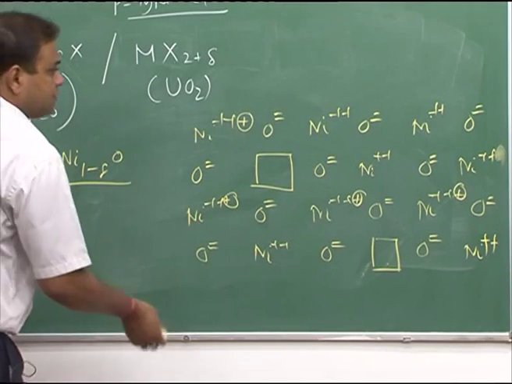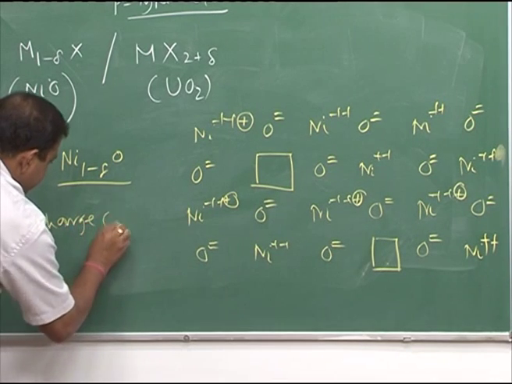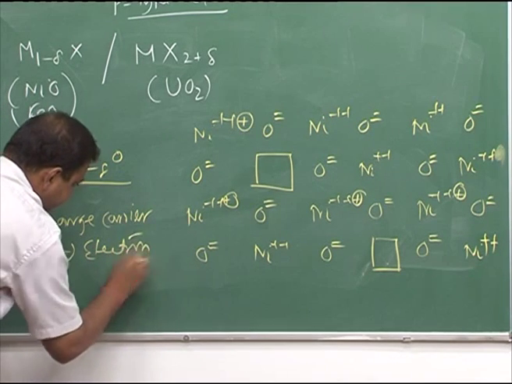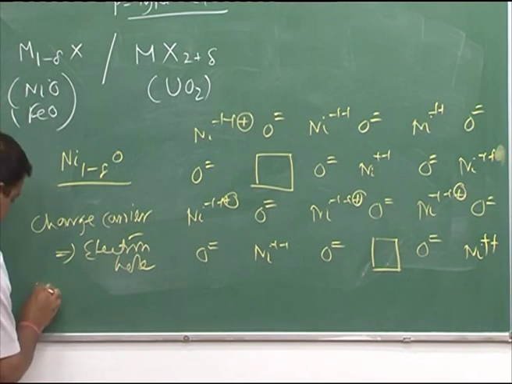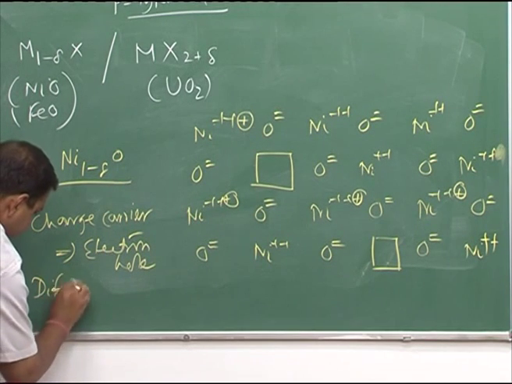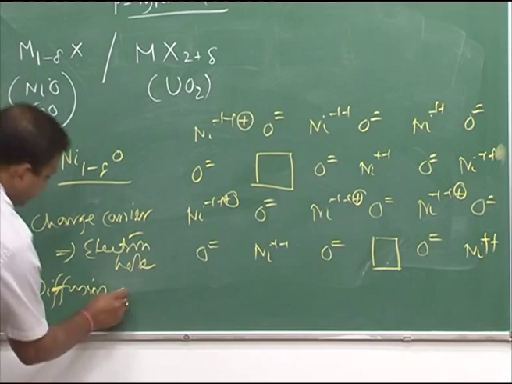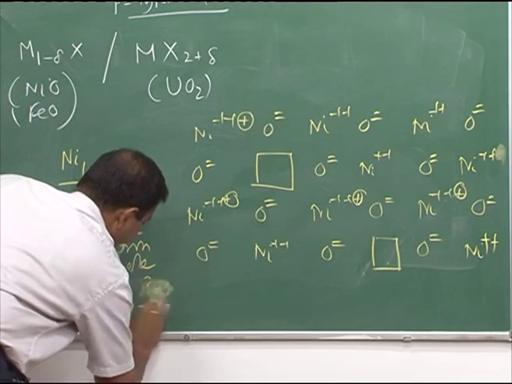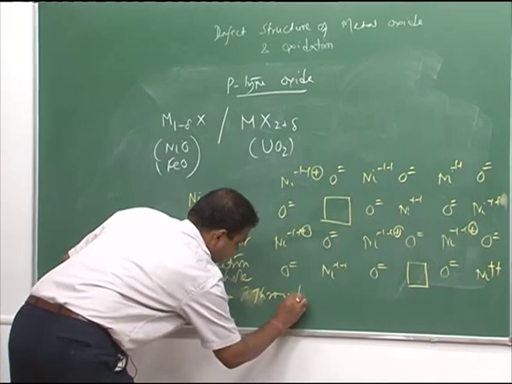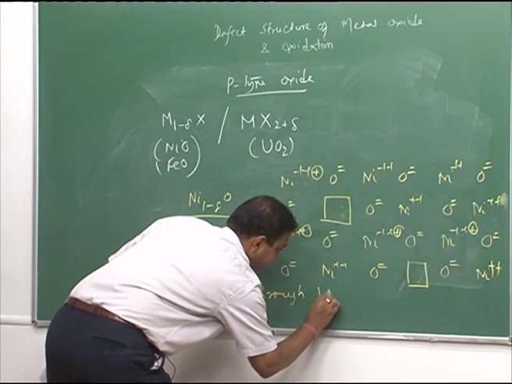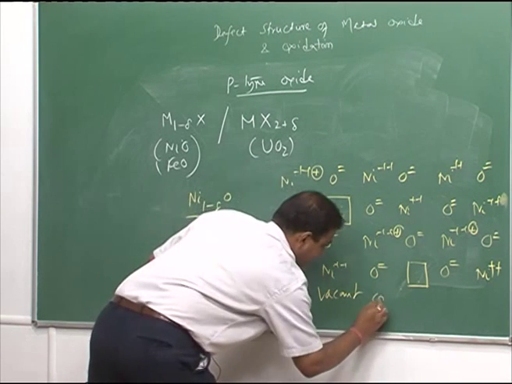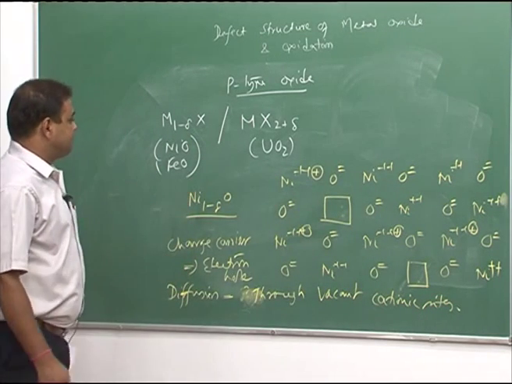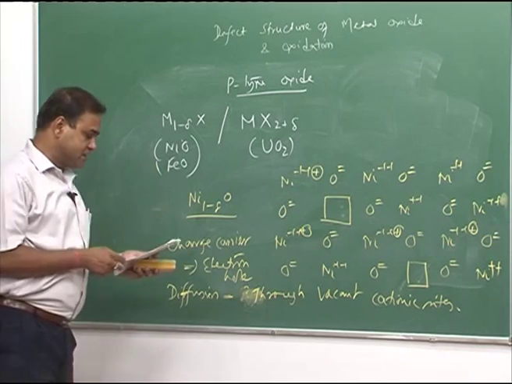So, here the charge carrier is electron hole, and diffusion is basically through this vacant cationic site. So, this is the p type oxide, which is nickel oxide or iron oxide.